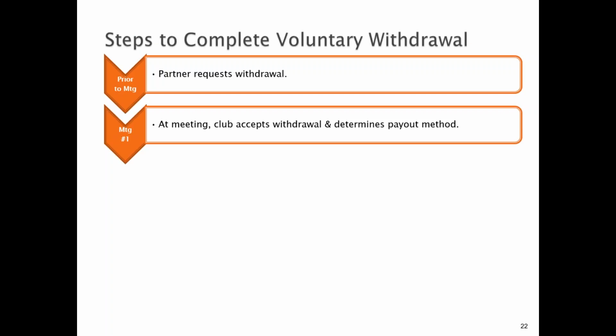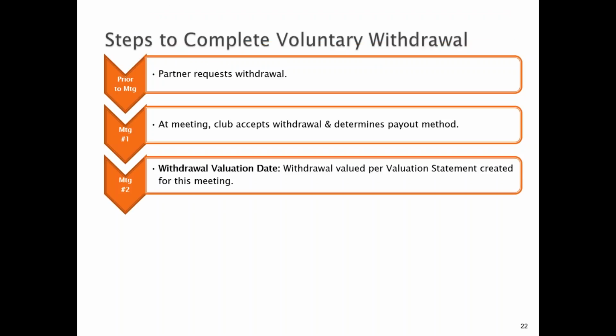Again, there's nothing that you have to do. The president says we've got a request for a partial withdrawal, and the club can start to think then about the payout method. Do we have cash? Do we need to transfer shares? Do we need to sell stock? They don't need to make the decision at that meeting, but they do need to start thinking about how they're going to handle it.